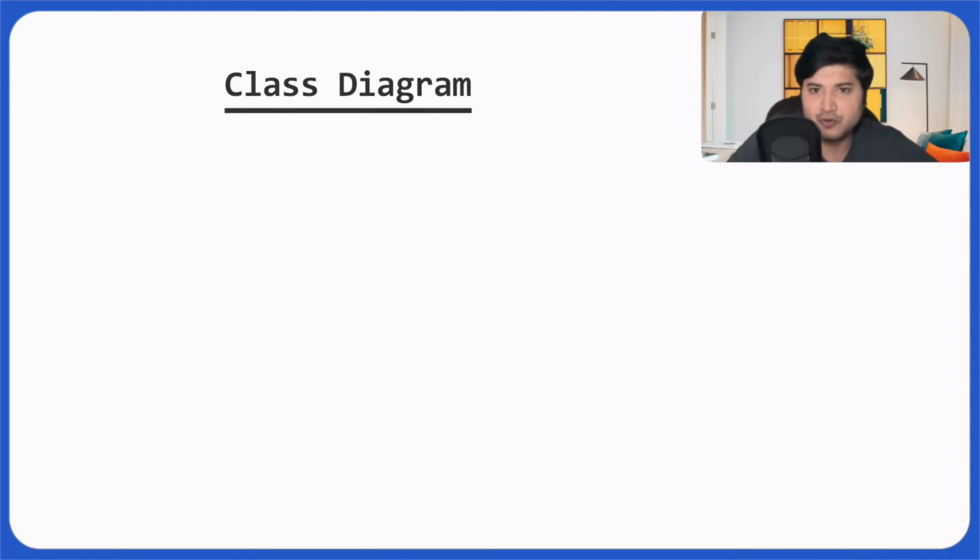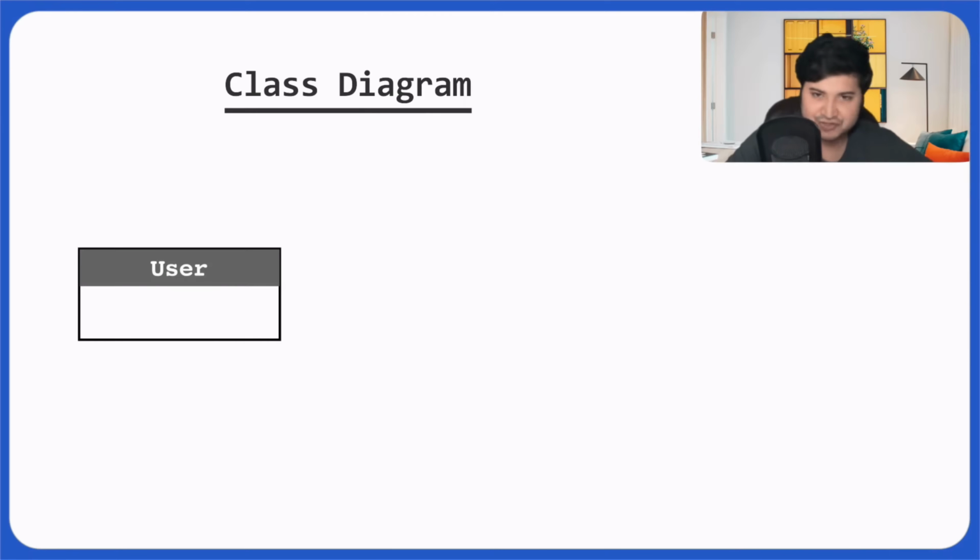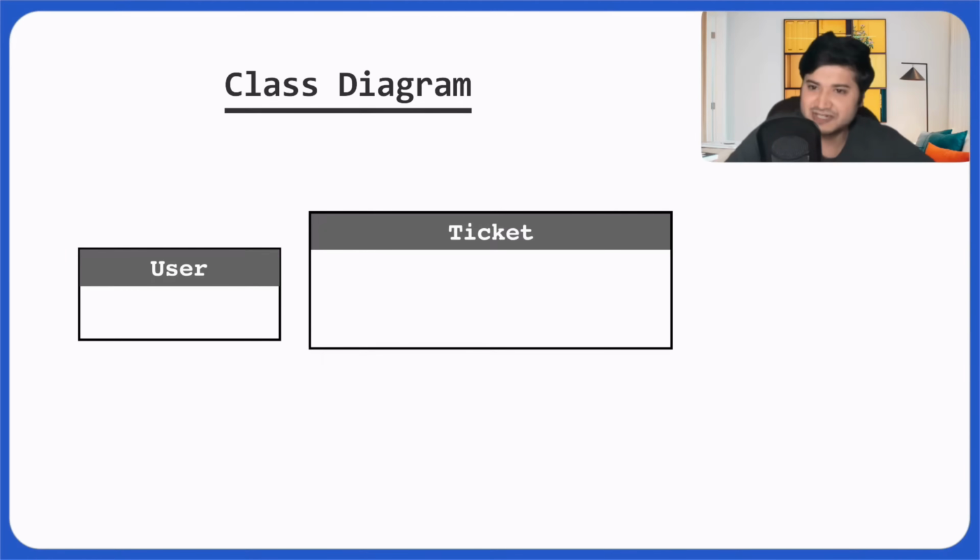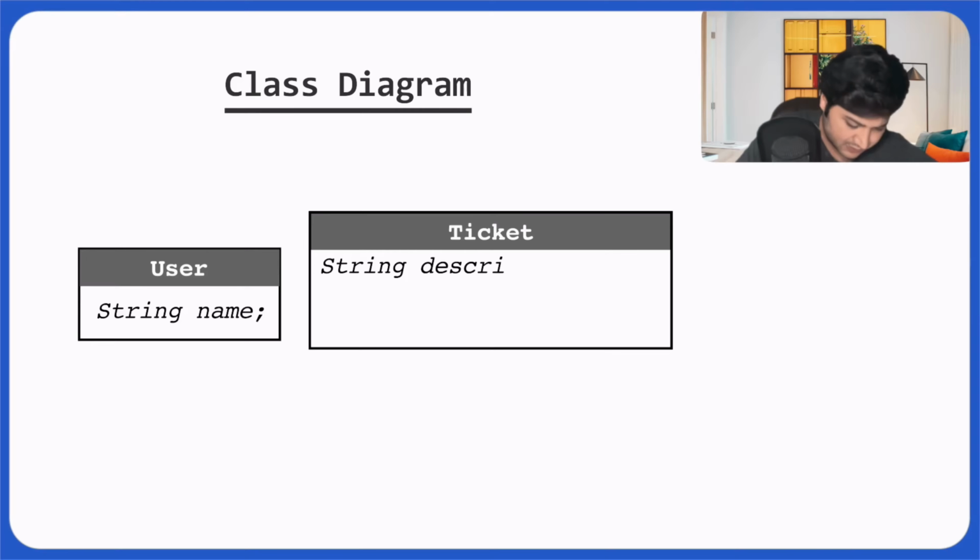If we have to talk about the basic entities, one would be user, of course, and another would be ticket, right? So let's first design user. We can keep user simple. Let's just keep name in it. Next thing would be ticket. So ticket would have a description, let's say string description.